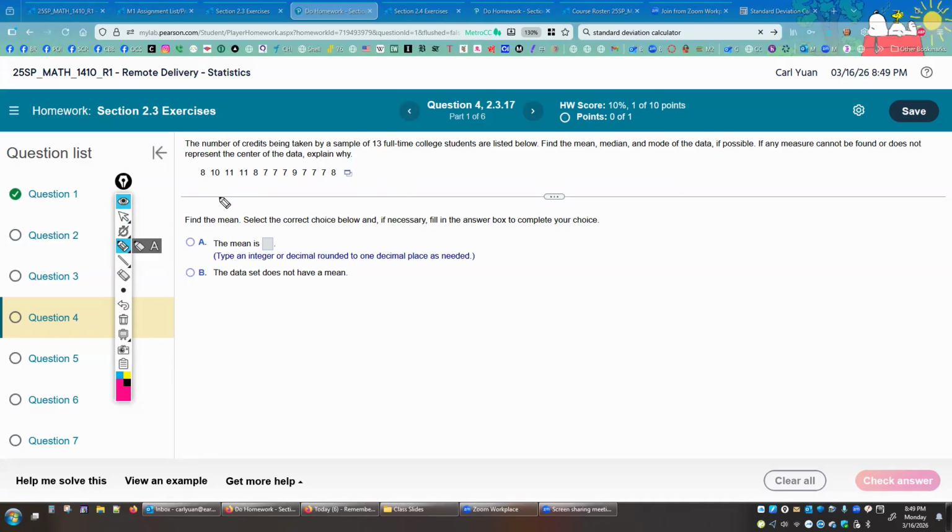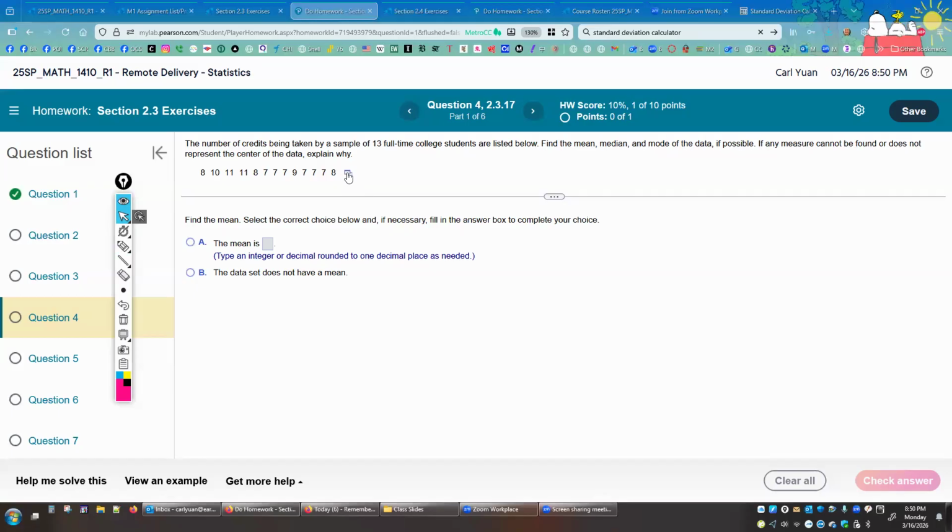Now you may certainly do this by hand. Put your data in order from smallest to largest, and then pick the center value for the median, calculate the mean, and then see if you can pick out a mode just by counting how many each data point has. But since we're doing a homework demo, I'm going to see if I can use StatCrunch. I'm going to show you how to use StatCrunch to do a problem like this one.